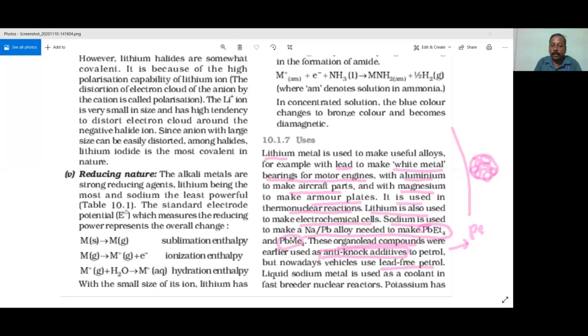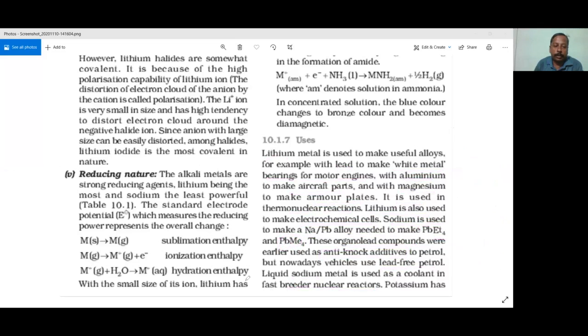When you add tetraethyl lead, shortly called TEL, it gives more mileage. But later the lead emissions went very high, and lead is a very dangerous, poisonous metal, so they banned tetraethyl lead. Liquid sodium is used as a coolant in the breeder reaction. Breeder reaction means producing new types of radioactive elements.